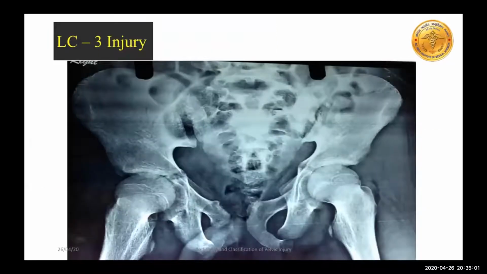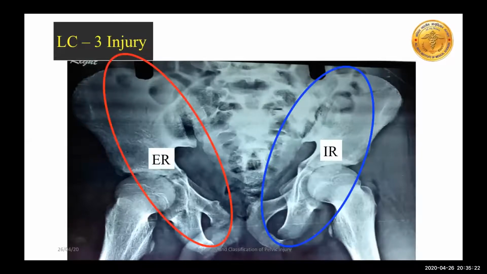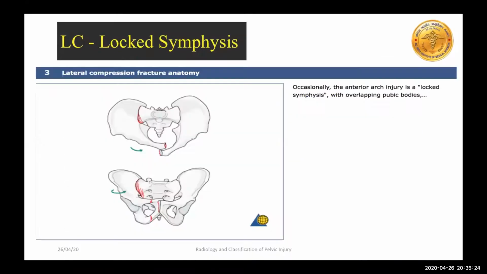So that's an LC3 injury, where on one side there is an LC injury, and on the other side the pelvis opens up. So the pelvis closes on one side and opens up on the other. This is a very severe type of mechanism, and this is one of the injuries which definitely needs emergent treatment and probably fixation. So one side is internally rotated, the other side externally rotated. This is an LC3 injury.